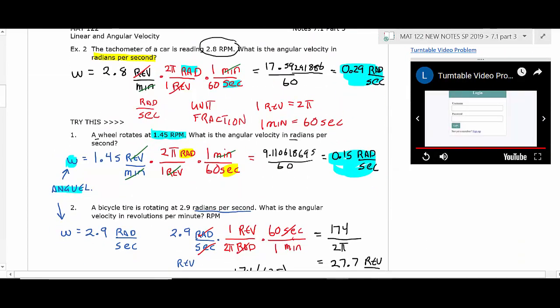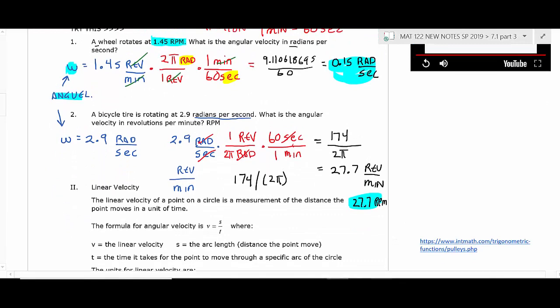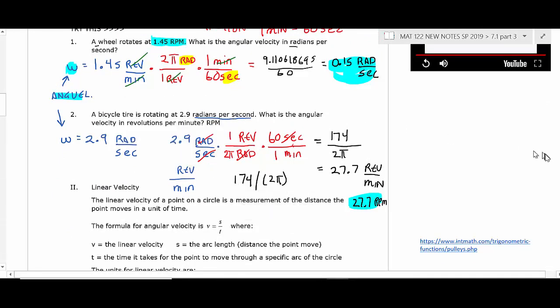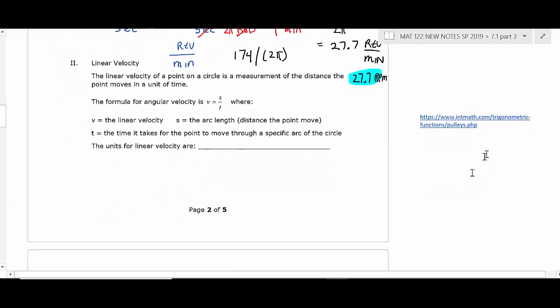The next thing I want to look at, down at the bottom of the page, is linear velocity. Linear velocity is a different idea. It's not the same as angular velocity. Linear velocity of a point on a circle is a measurement of the distance the point moves in a unit of time. So you have some circle rotating, and it's a distance over a time.